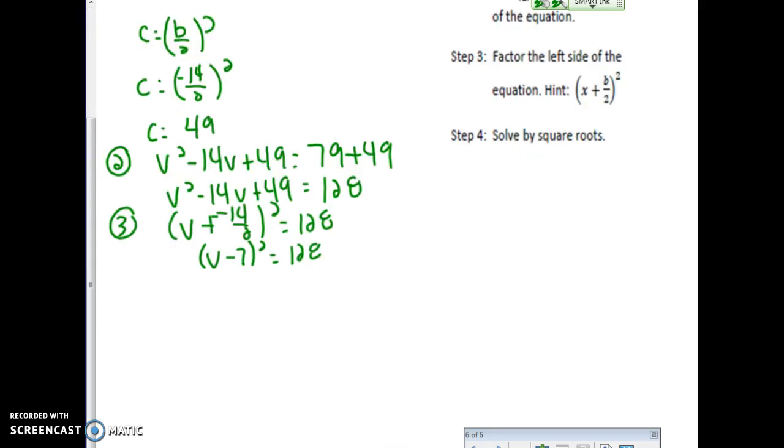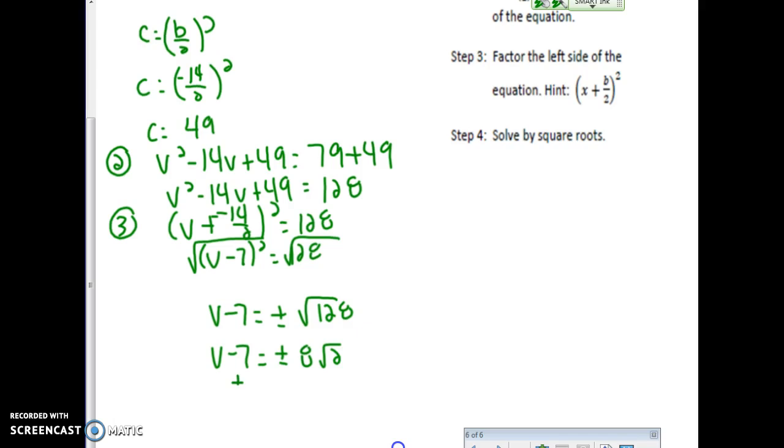And then we're solving it. So we're going to square root both sides. So I have v minus 7 equals plus or minus square root of 128, which is the same thing as me saying v minus 7 equals plus or minus 8 radical 2, because 128 simplifies. Then I'll add 7. You get v to be 7 plus or minus 8 radical 2.